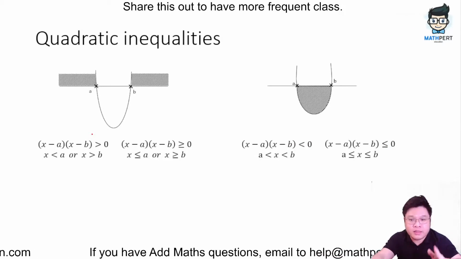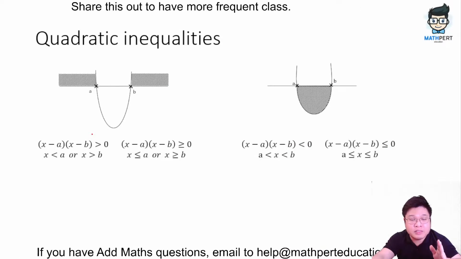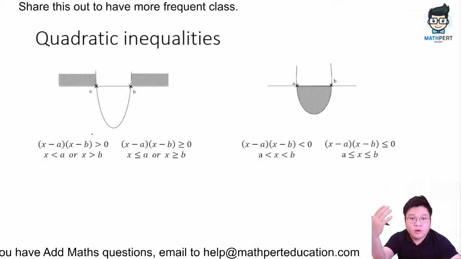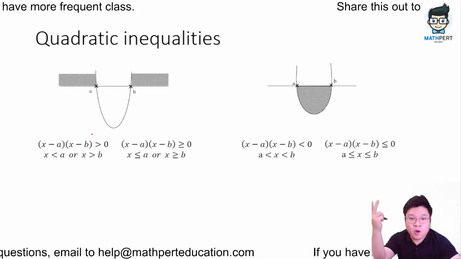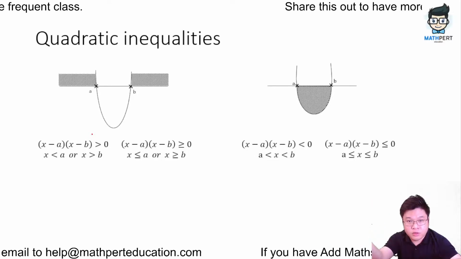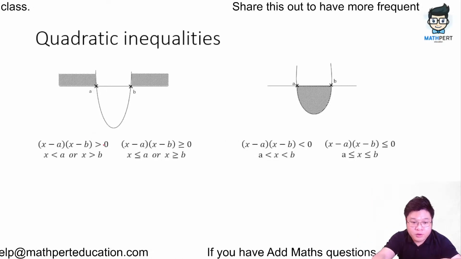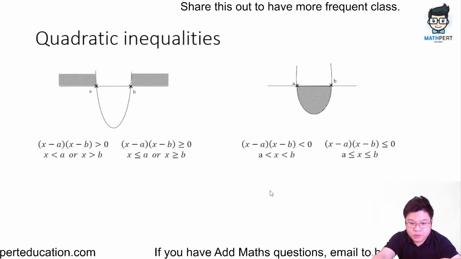Next, quadratic inequalities. Inequalities means you have four symbols: greater than, smaller than, greater or equal to, smaller or equal to. So here, greater than, greater than. Let me use the pointer.